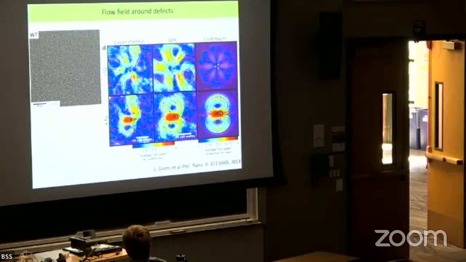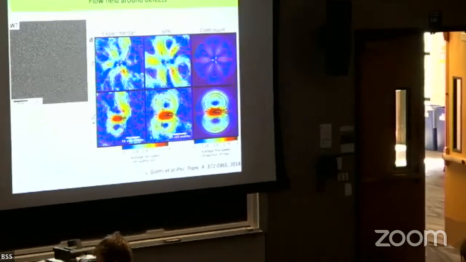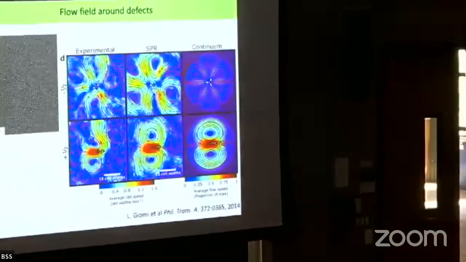Here's the flow field around a +1/2 defect. You just get 2 vortices in the flow, and the defect pops off in this direction. So that's an extensile defect.